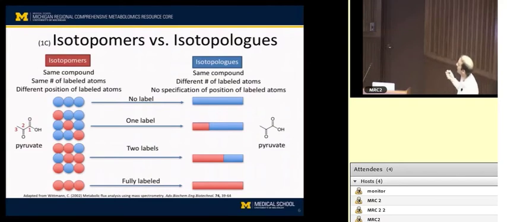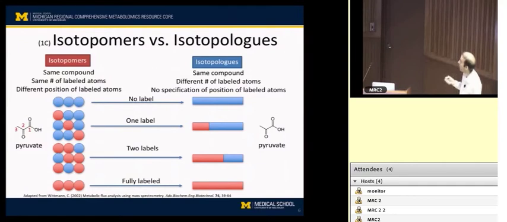That's the simplest. So an isotopologue would refer to the same chemical compound, in this case, let's talk about pyruvate, with a different number of labeled atoms. So there's 3 carbon atoms in here. If we're talking about labeling of pyruvate, you could either have 1, 2, or all 3 of those carbon atoms labeled as C13. But there's no specification of the position of the labeled atoms. So these 3 different isotopologues will have different masses, so you'd be able to measure those differences on a mass spectrometer easily enough.